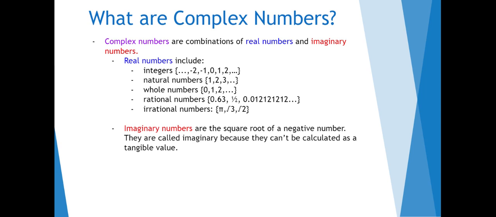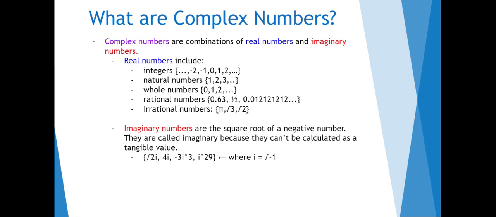So imaginary numbers are the square roots of negative numbers, and they're called imaginary because they can't be calculated as tangible values. For example, the square root of negative 16. So 4 squared is 16, and negative 4 squared is also 16. So there's no way the square root of negative 16 can be calculated into a tangible value.